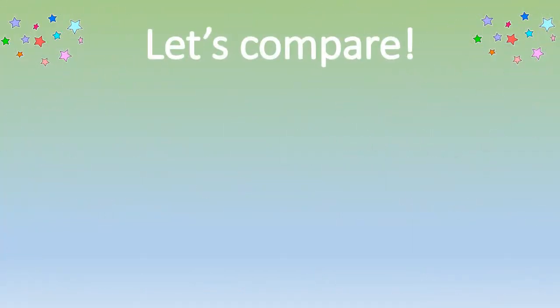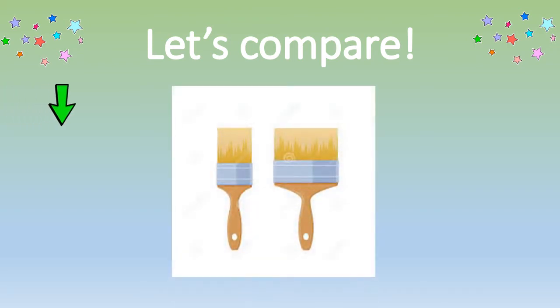Now let's have a look at these pictures and see if we can tell which one is wide and which one is narrow. I can see the paintbrush on the right, where the arrow is, is wide because it's much bigger than the other paintbrush. And I can see the other paintbrush, the one on the left, is narrow because it is smaller than the bigger paintbrush. I could use the language of size by saying one paintbrush is wider than the other, or I could say one paintbrush is narrower than the other.